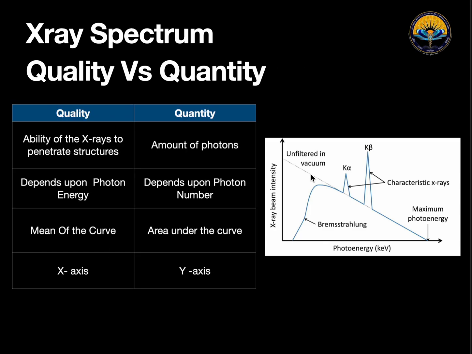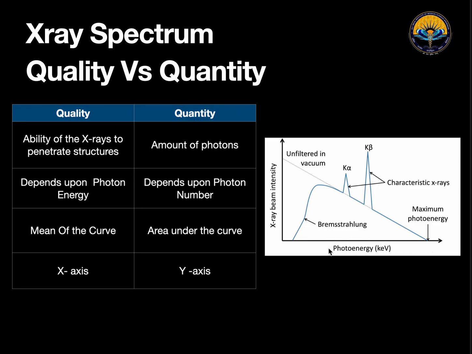Now coming to the concept of quality and quantity. Quality means how well the X-rays are able to penetrate structures. So a good quality X-ray means it will be able to penetrate more, because it has more energy. Ultimately we have X-rays having more photon energy. So this depends on the mean of the curve and is a property of the X-rays.